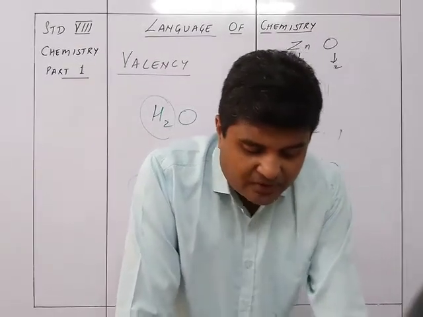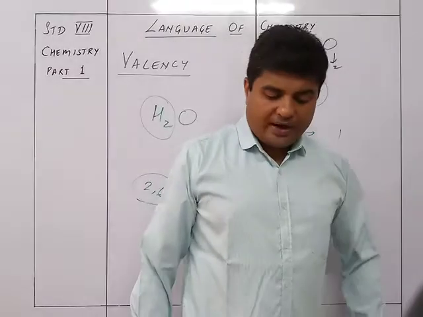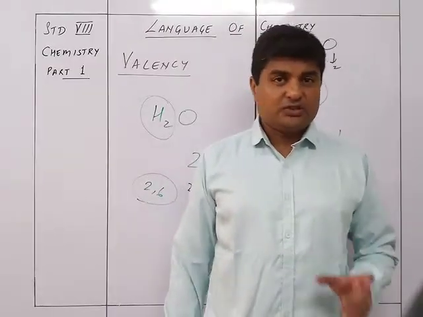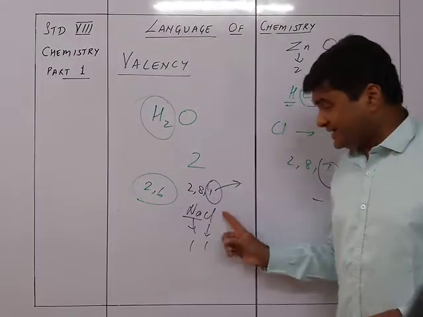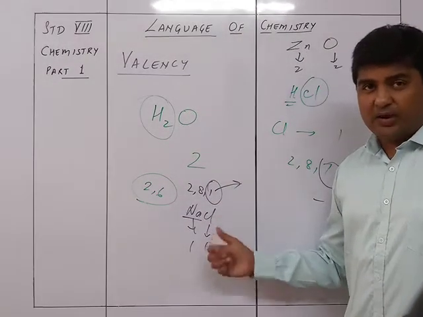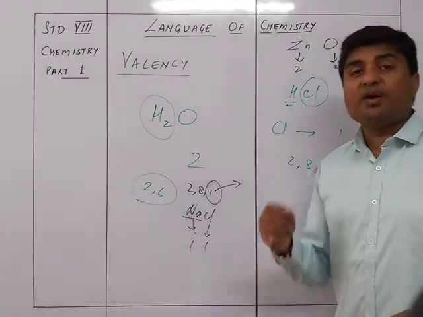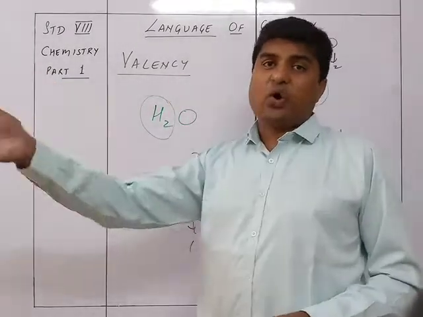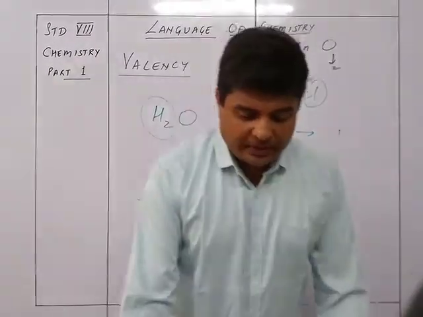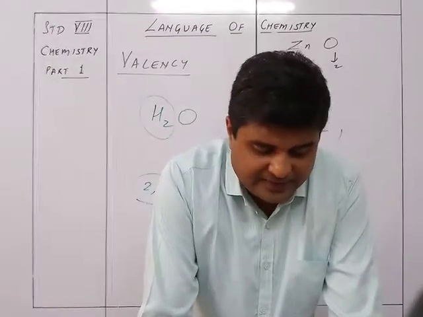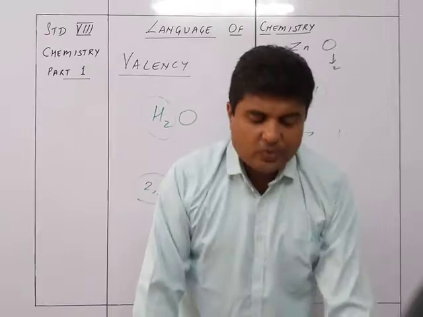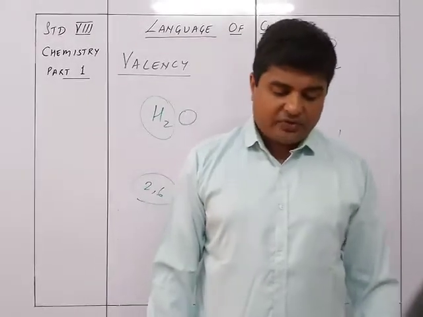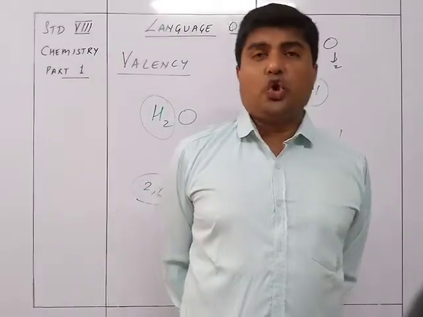Valency is also the number of electrons an atom can donate or accept. I told you earlier also that the number of electrons which can be donated, accepted or shared is the valency. It is the number of electrons an atom can donate or accept so as to achieve a stable electronic configuration of the nearest noble gas.